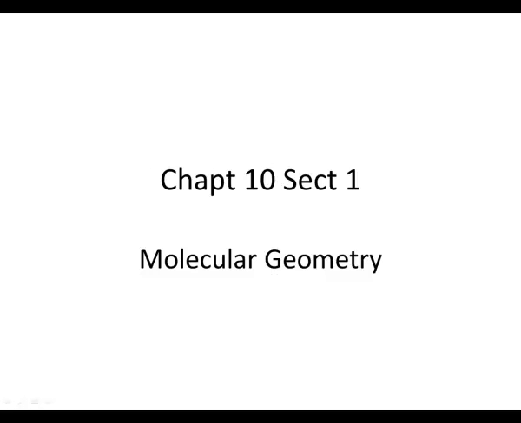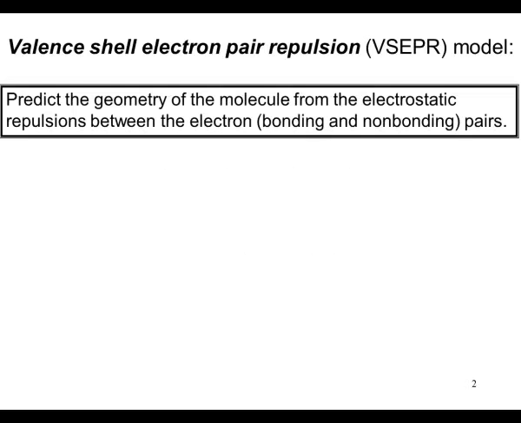Molecular geometry. Valence shell electron pair repulsion, VSEPR, is a model that predicts the geometry of the molecule from the electrostatic repulsions between electron pairs.